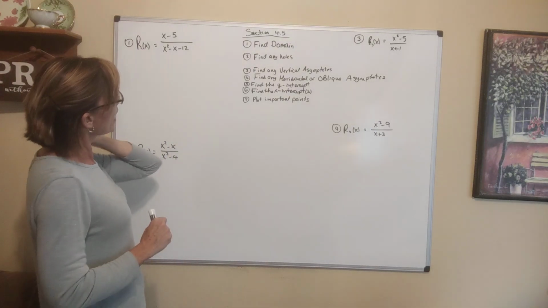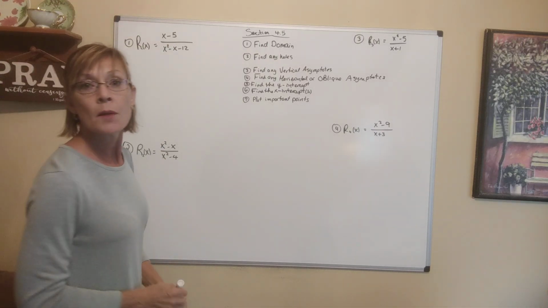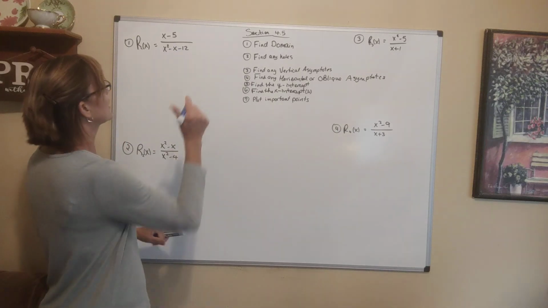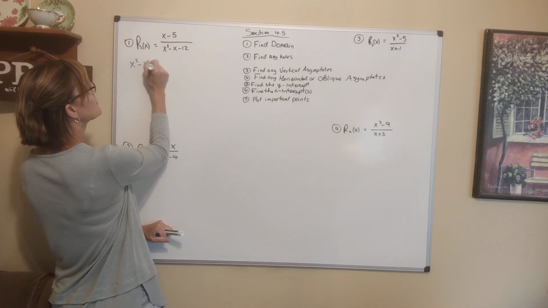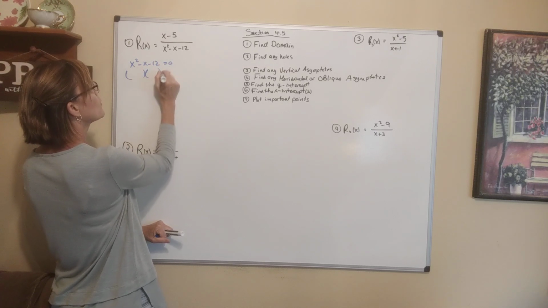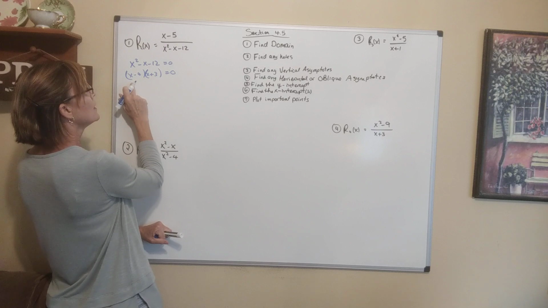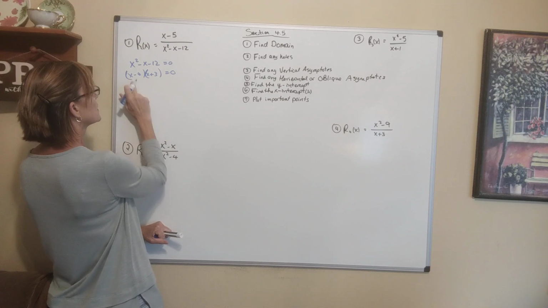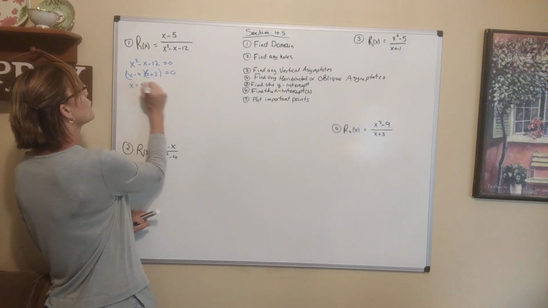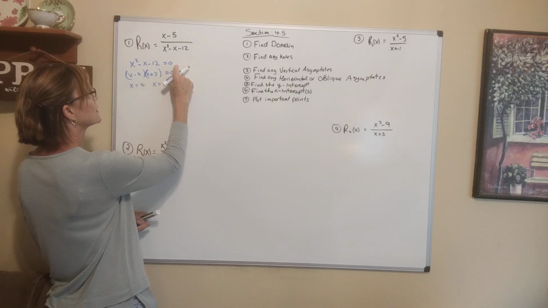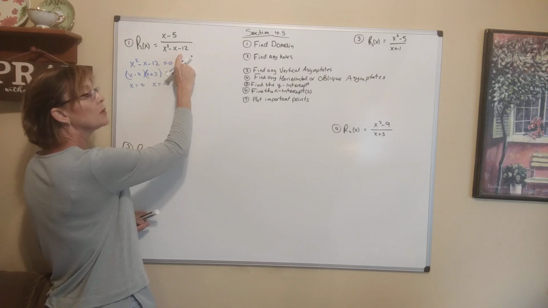All right, so number 1, how could we find the domain? We allow everything in except for division by 0. If you set the denominator equal to 0 and solve, that will tell you what you can't let in. So to find the domain, we'd say x squared minus x minus 12 equals 0. We would solve this quadratic equation. You could factor this into x minus 4 times x plus 3. When x is equal to 4 or when x is equal to negative 3, this will equal 0, so that would be dividing by 0.